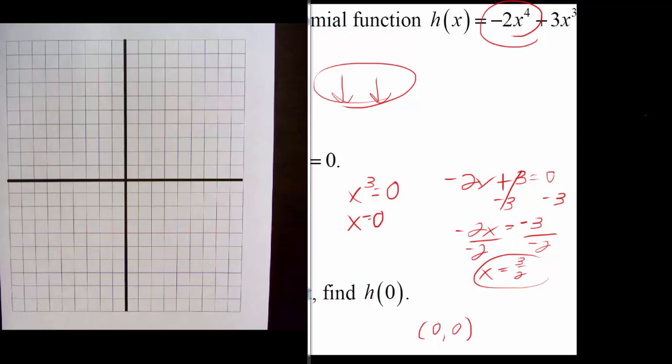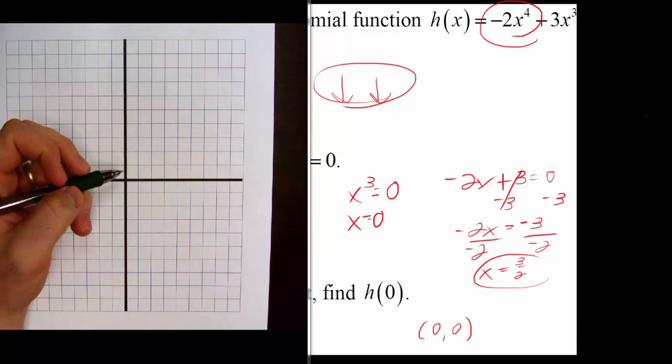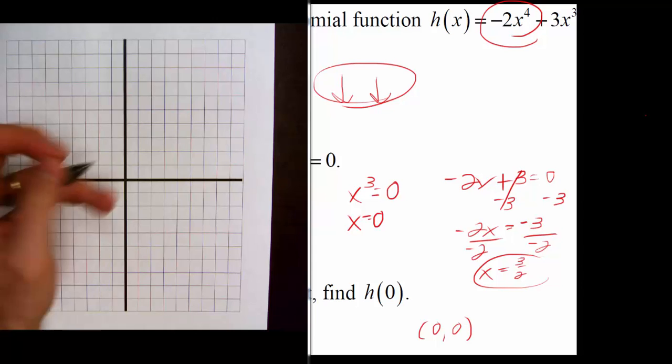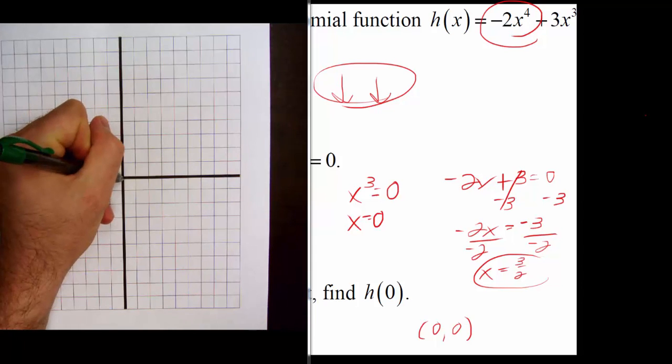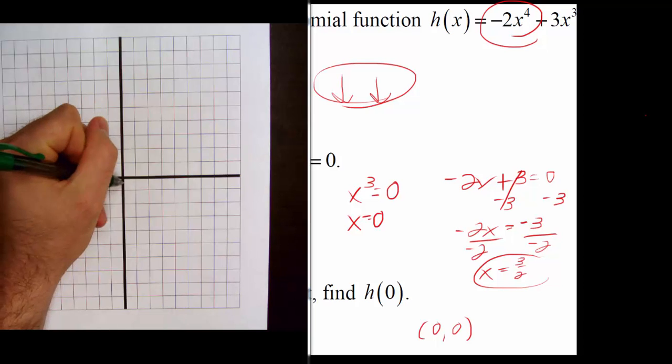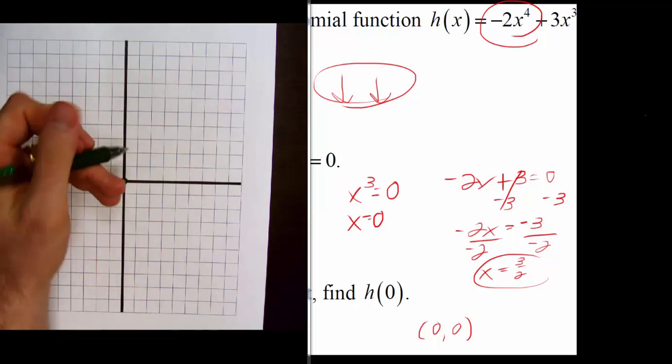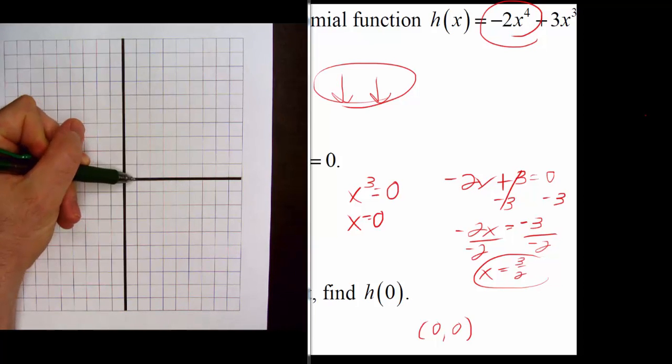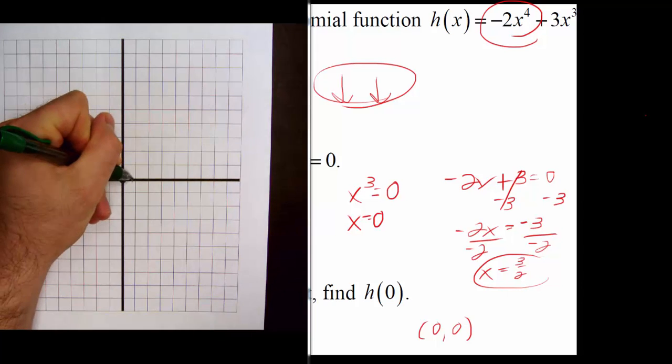So off of the things that we've done, I can roughly sketch a graph of negative 2x to the fourth plus 3x cubed. I'm going to start off by graphing those zeros that we found in step 2, which are basically the x-intercepts. I found that the zeros were 0 and 3 halves, so this function will go through the x-axis at 0 and 3 halves. So if this is 1, then 3 halves will be about right here.